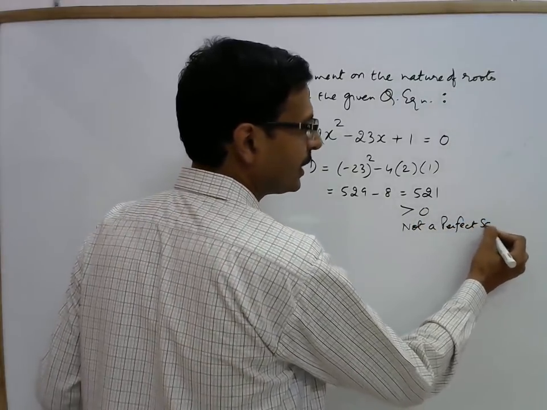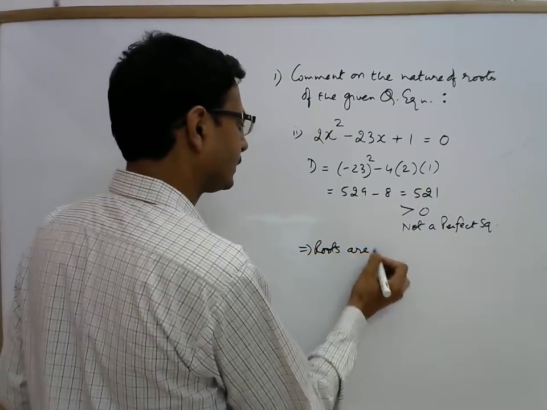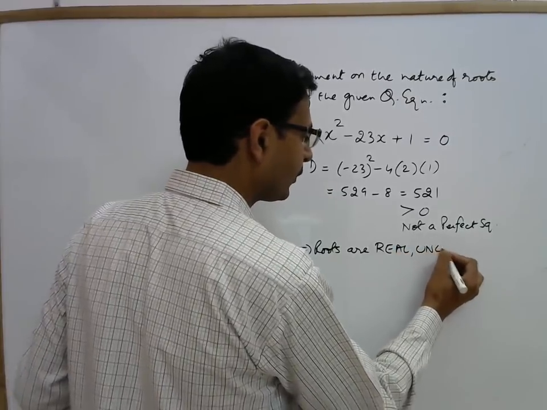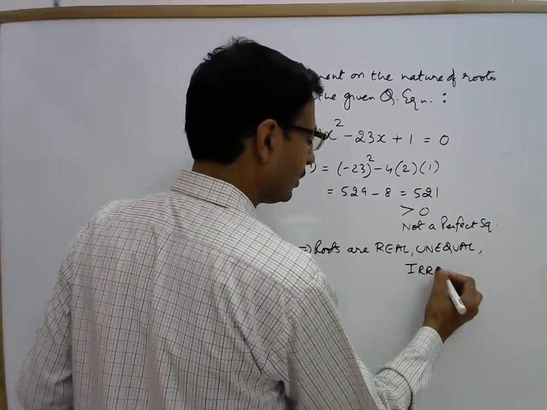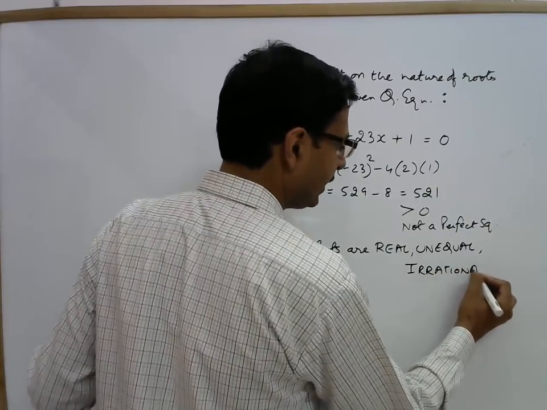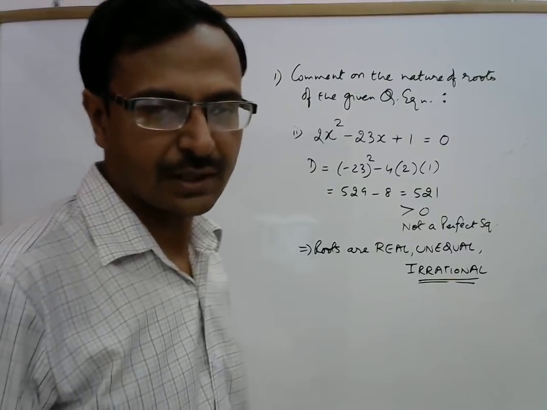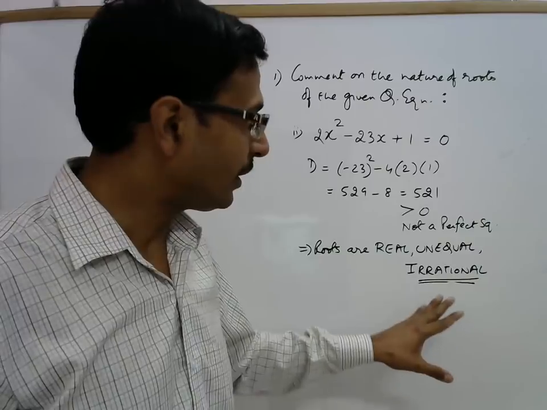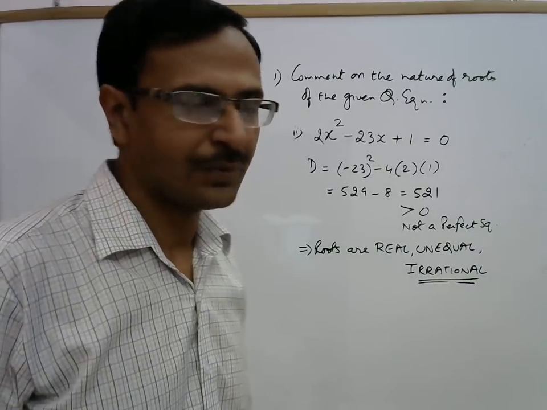Now you can comment on the nature of the roots. Therefore, the roots are real, unequal, and, very important, irrational. This is the thing you have to write in the final answer, because irrational is what distinguishes this equation from the others. Real and unequal is common, but for irrational roots, the answer will contain a square root sign.